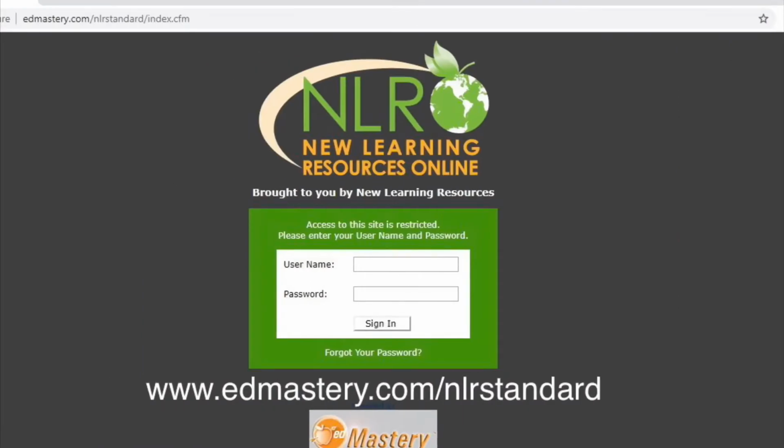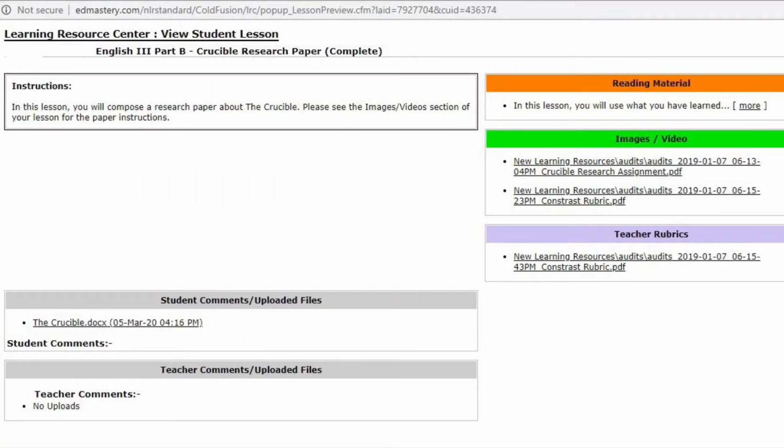Okay, the first thing we're gonna do is go to the NLRO website, of course, and that website name is edmastery.com/NLR standard. And you'll see that I put that on the screen. So just go ahead and log in. Just for the purpose of this exercise, I picked a random essay assignment for us to look at, and it's the Crucible essay. Let's take a look.